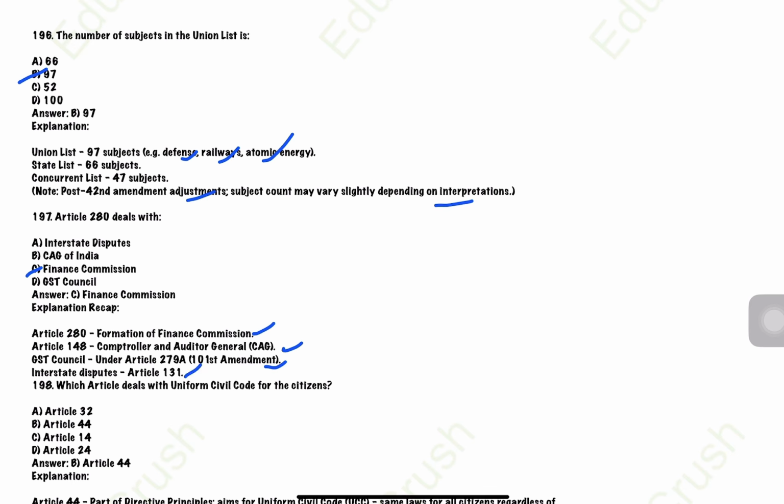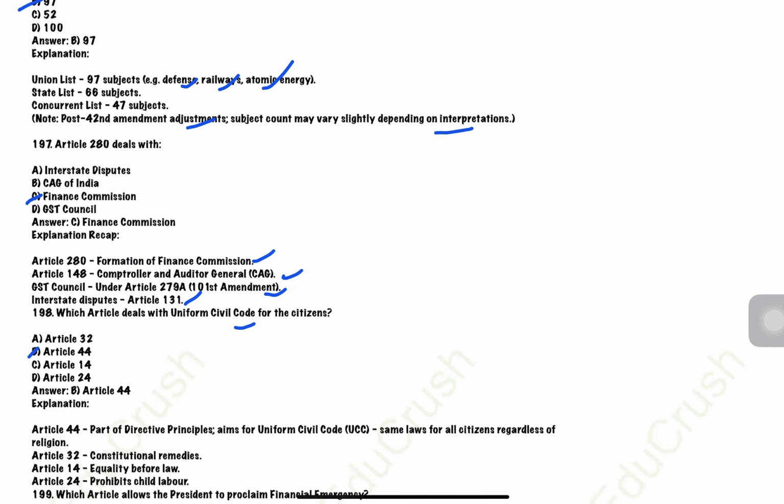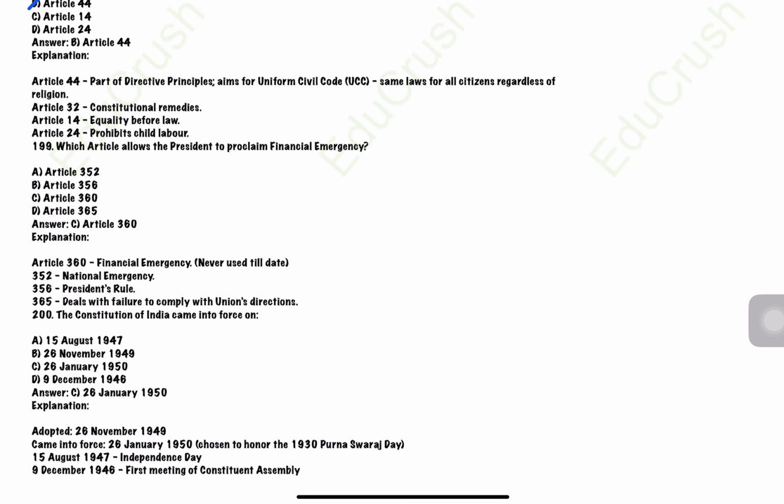Next, which article deals with Uniform Civil Code for the citizens? Article 44. Article 44 of the Indian Constitution deals with Uniform Civil Code. Article 32, Constitutional Remedies. Article 14, Equality before law. Article 24, prohibits child labor.